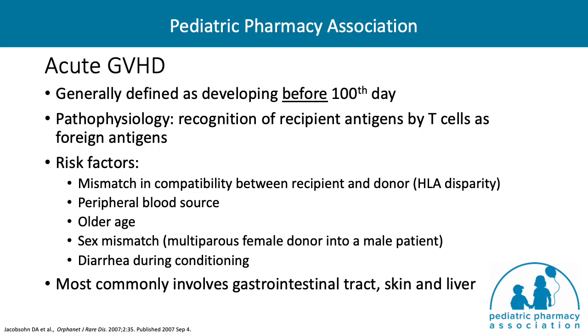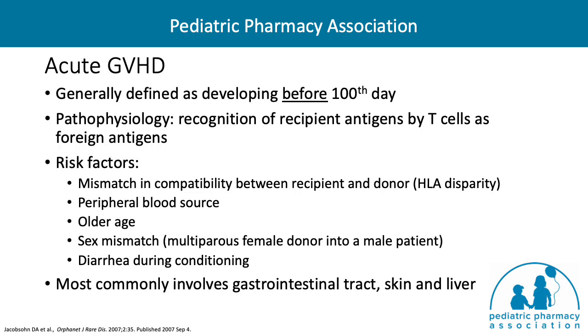Acute GVHD has been historically defined as developing before the 100th day. As explained on the first slide, the pathophysiology involves recognition of recipient antigens by T cells as foreign antigens, and that leads to organ damage.